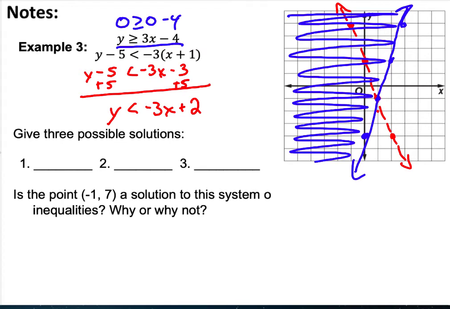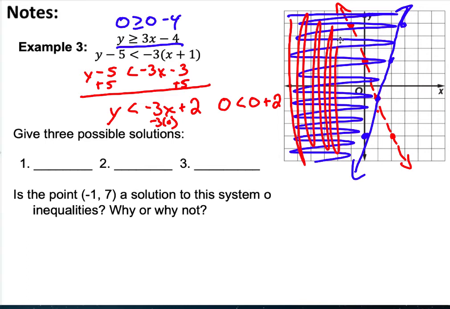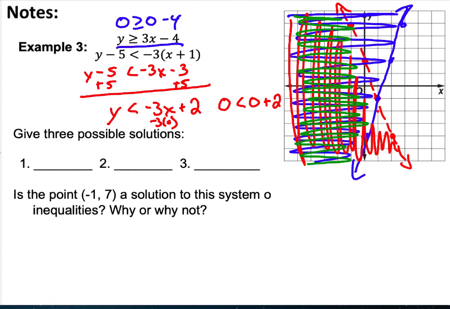For my second one, I have 0 is less than 0 plus 2, because we know -3 times 0 is going to give me 0. Is 0 less than 2? Yes, it is. So I want to shade the side of the line that has 0, 0 for my red one. So that's going to be this line right here. So basically this whole section over here is part of both of those inequalities.